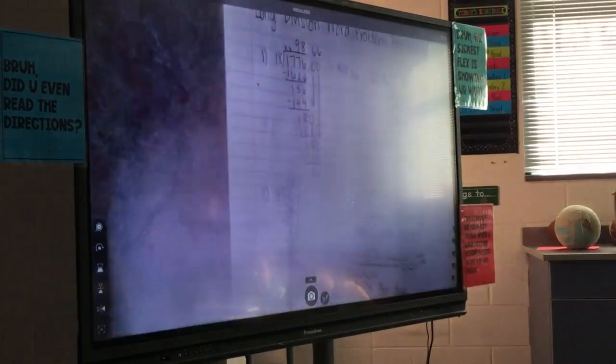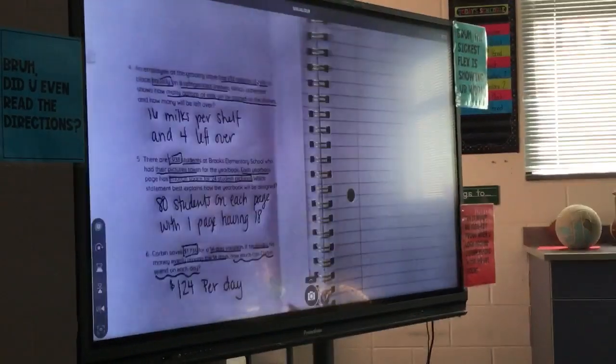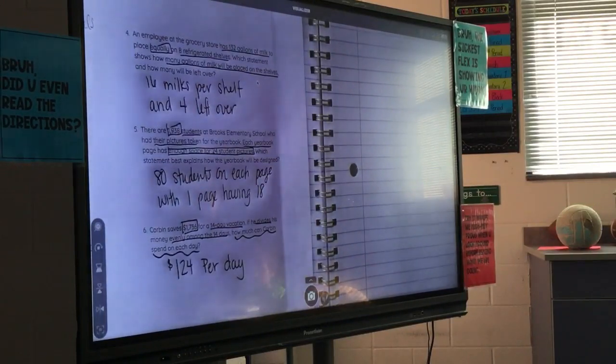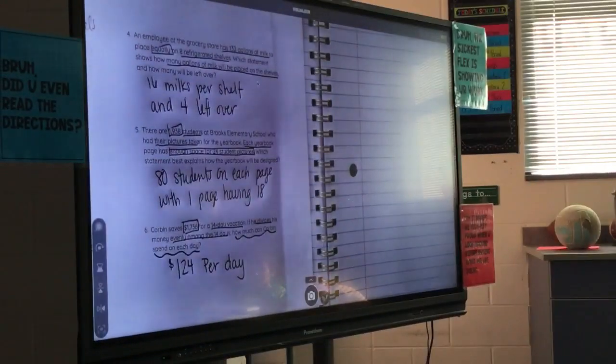Number 5. All right, so number 5, it says there are 1,938 students at Brooks Elementary School who had their picture taken for the yearbook. Each yearbook page has enough space for 24 students. Which statement best explains how the yearbook will be designed? So we took these questions, and they were multiple choice questions, and we obviously got rid of the multiple choice answers, right? So this one, you're simply dividing and seeing what you get.